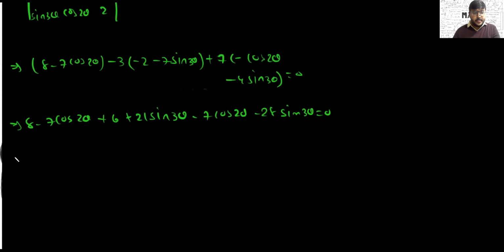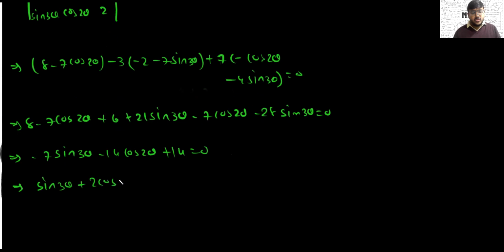Now just check. So 21 minus 28 minus 7 sine 2 theta, sorry, 3 theta, then minus 14 cos 2 theta and plus 14 equals 0. So 7 common. So sine 3 theta plus 2 cos 2 theta and minus 7 or minus 2 equals 0.